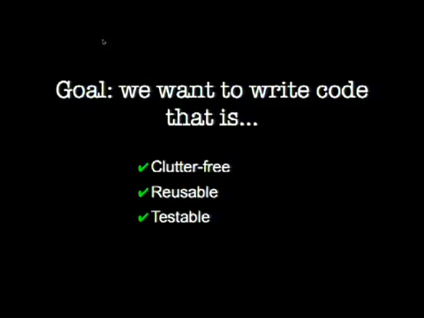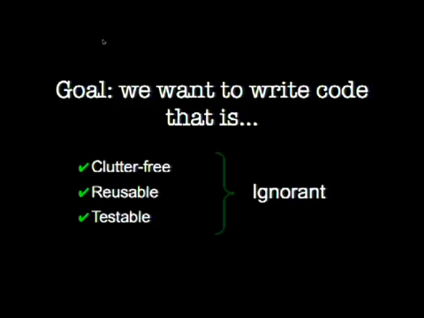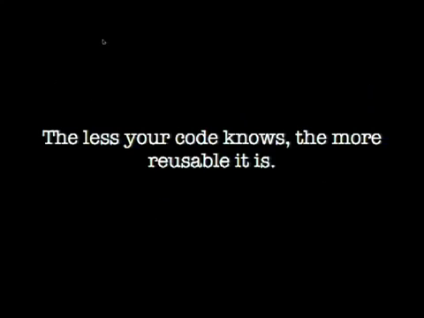So if we reframe this in terms of the goals that we had about writing code that's clutter-free, reusable, and testable, another way of thinking about that is we want to write code that's ignorant. Why ignorant? So the less your code knows, the more reusable it is. And if you think about it, the more your code knows, like the more it knows about other classes and how to instantiate those classes, the more dependent it is that that knowledge that it has stays the same. And that's that tight coupling that we want to get away from.